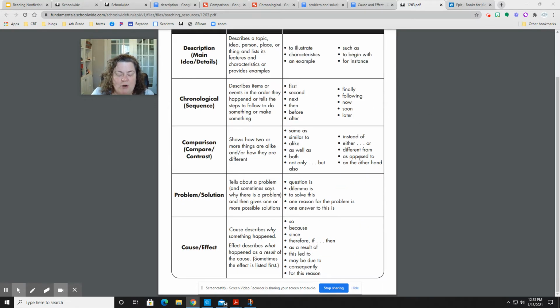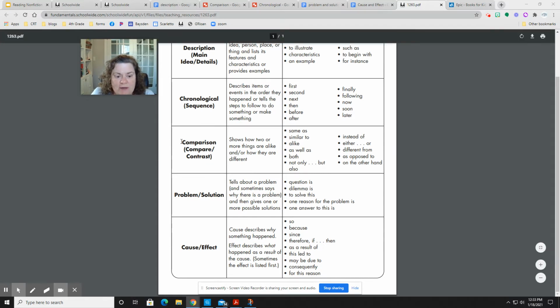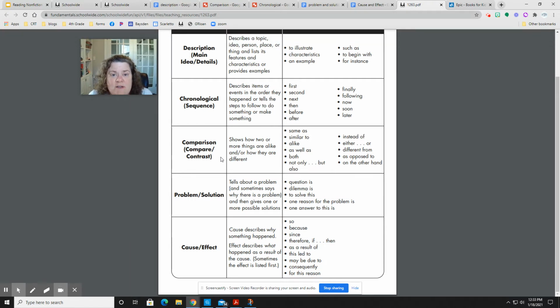Today, our book is going to do the last three. The first one I'm going to talk about is comparison. That's this column right here. Comparison is also known as compare and contrast. It tells how two things are alike and/or how they're different.